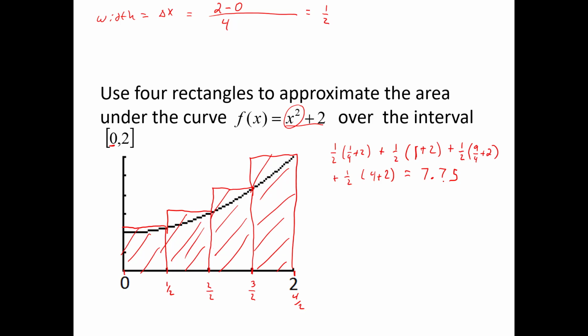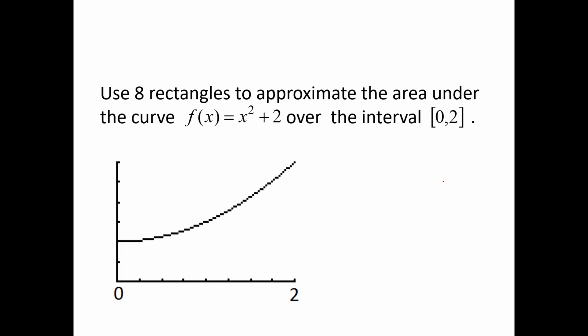Okay, so obviously we could do better. And let's move on. Use 8 rectangles to approximate the area under the curve. So now we want to use 8 rectangles. Again, very first thing we have to do is calculate the width. The width is the width of the entire interval, 2 minus 0, divided by however many rectangles you want to make, 8. And so that is 2 over 8, which is 1/4. So each one is a quarter.